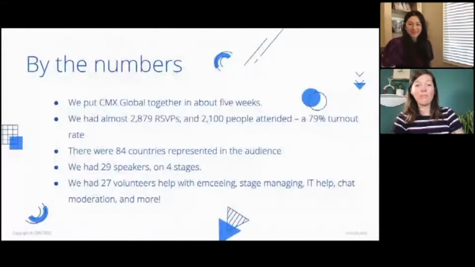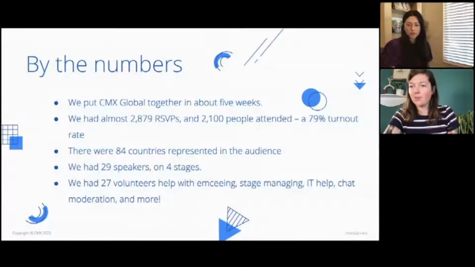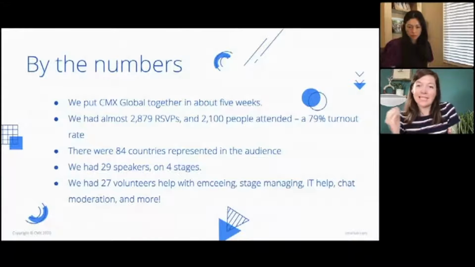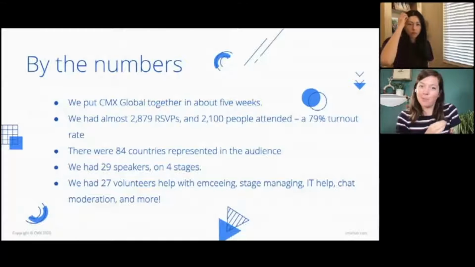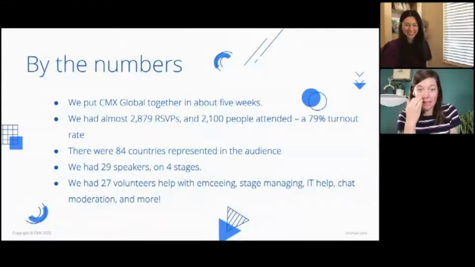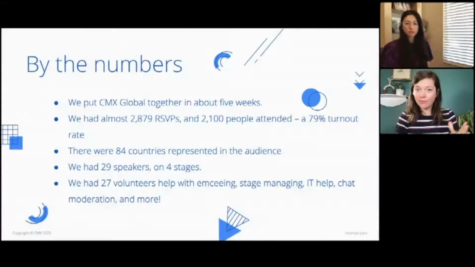Cool. So we figured we would share some numbers as well, because for a lot of you, the numbers are the most important part. So we put CMX Global together in about 5 weeks. We have text message proof of when Anne-Marie and I started talking about the name, and it was just at the end of March. So it was a really tight turnaround. We had 2,879 RSVPs and 2,100 people attended, which is a huge turnout rate for an event. And it was really exciting.